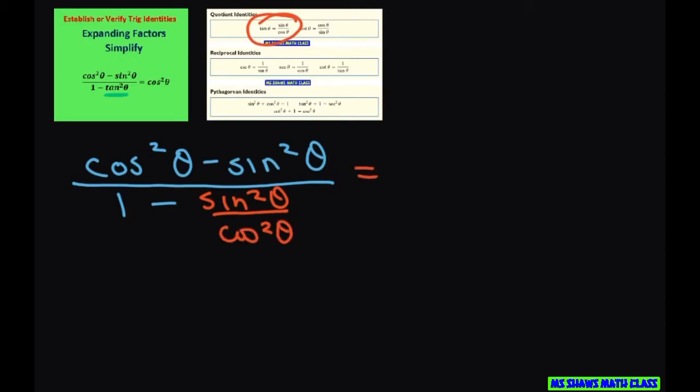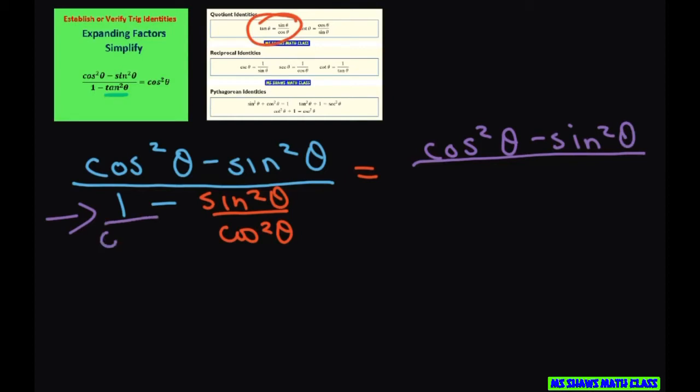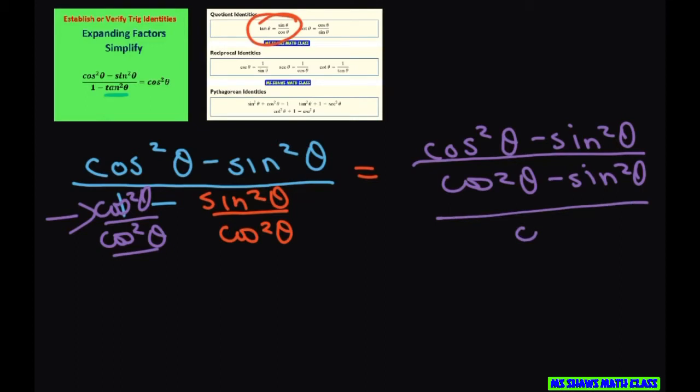Now, I'm going to get the common denominator for this part. So let's just copy the numerator. And if we want cosine squared theta here, we have to have a cosine squared of theta here, because this equals 1. So we have cosine squared of theta minus sine squared of theta divided by cosine squared of theta.